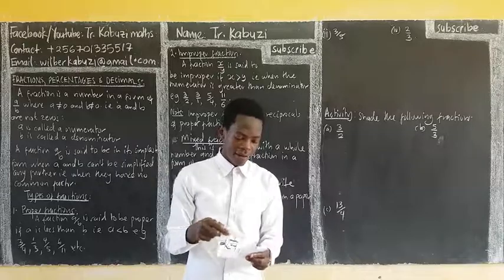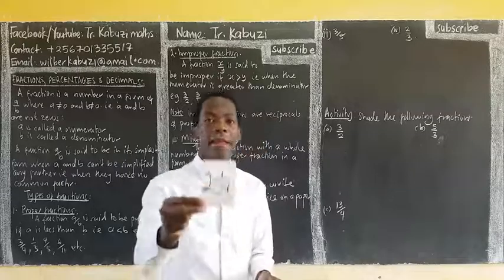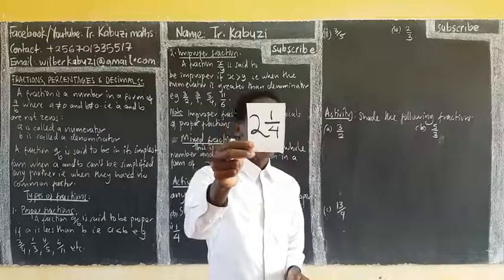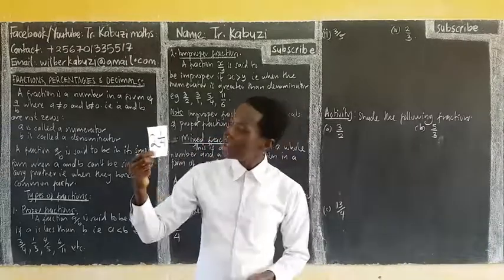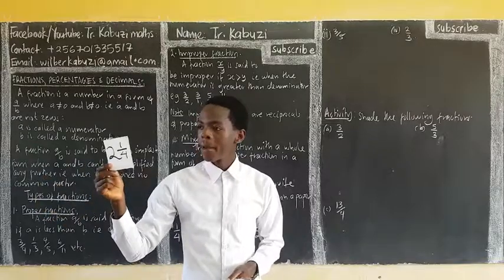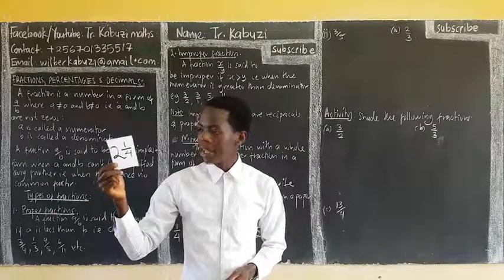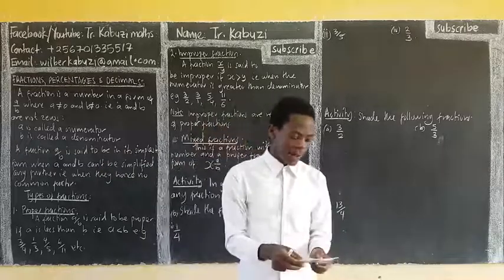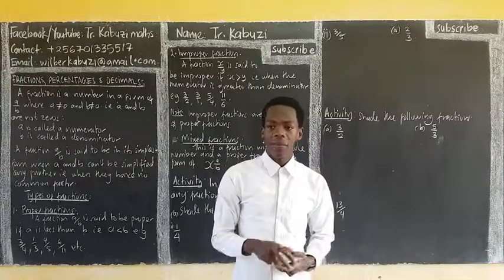Then I have this one. This one is called improper. Oh, someone is saying improper. What are you saying? Is it improper? Okay. What is it? Mixed. So this is a mixed fraction. So that's it. All other groups, I've seen your work.